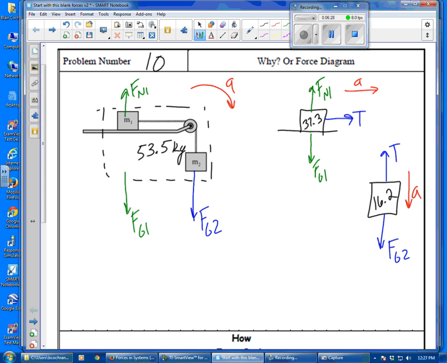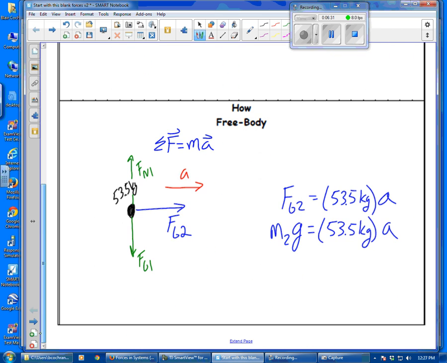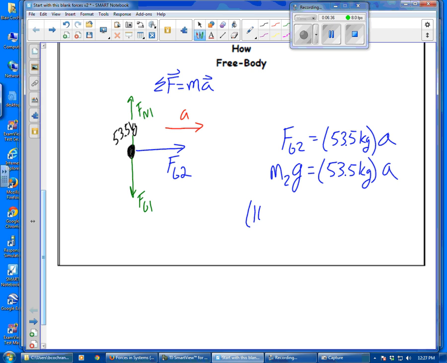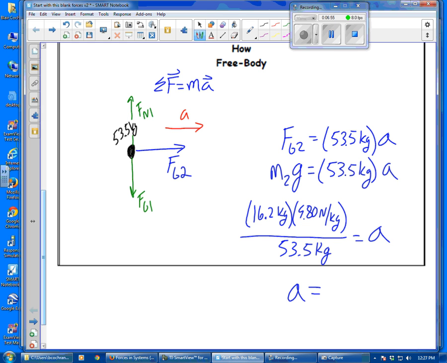Which in my case is 16.2. So I have 16.2 kilograms times 9.80 newtons per kilogram, all divided by 53.5 kilograms equals a. Grab my calculator.